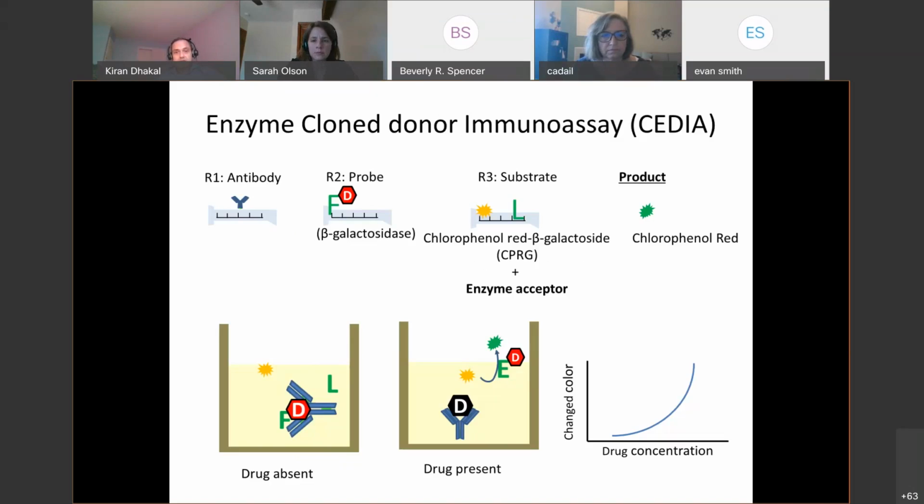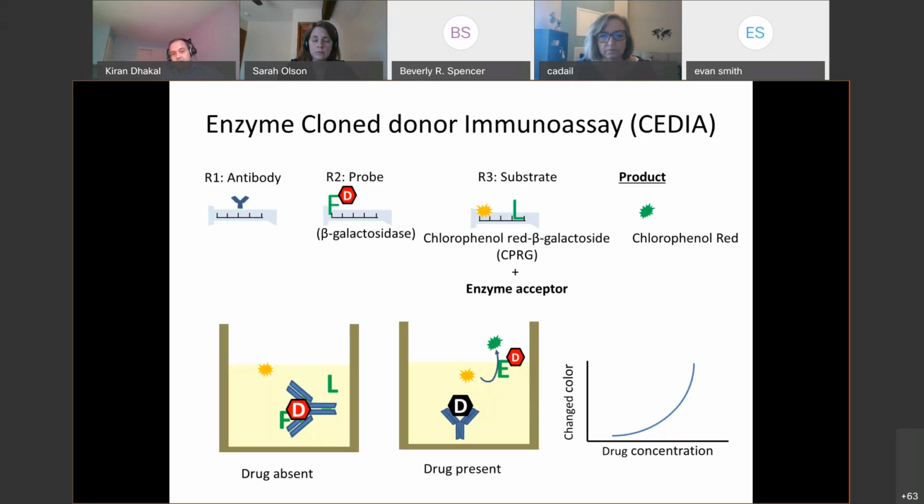The difference in this type of assay is the enzyme itself is presented in two parts. In the probe, you can see letter F, and in the substrate you have a letter L. So when you mix them together, the parts of the enzyme will combine together and form an active enzyme. And then only that active enzyme can form the color product. So again, same principle. If drug is absent, antibody will capture all the probe, and there will be no signal.